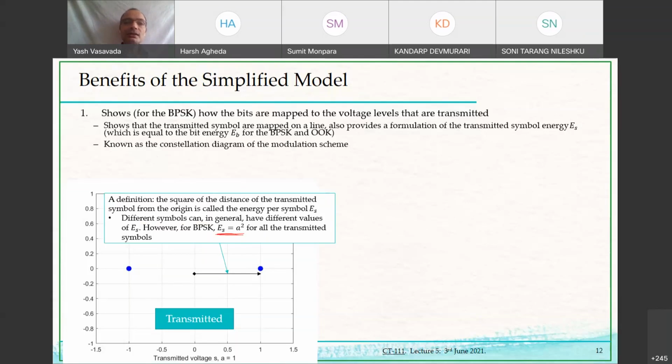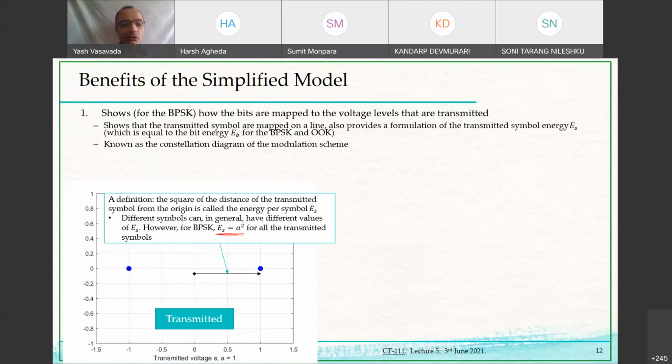So again, this Euclidean distance way of defining the symbol energy, E of S, is something that we can right away see from this constellation diagram. And again, I want to emphasize the Euclidean distance aspect of E of S, because it will help us to define the detectors of more complicated modulation schemes. So this is the constellation diagram of BPSK.